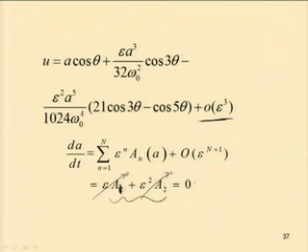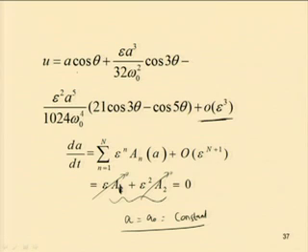As dA by dt equals 0, by integrating, one can get that a will be a constant. So, one can write a equal to a0. So, this is a constant. In the equation u equal to a cos theta, we obtain a to be a constant.